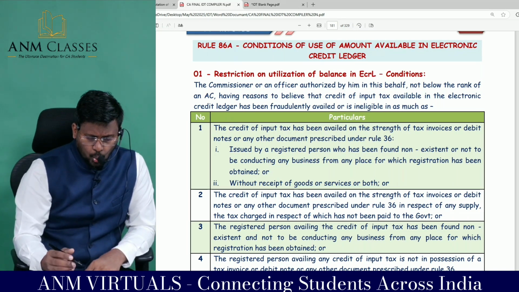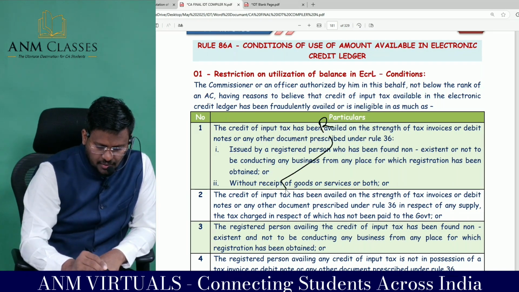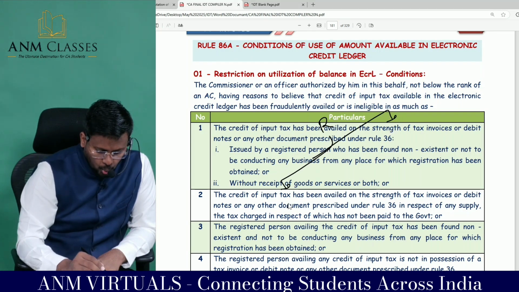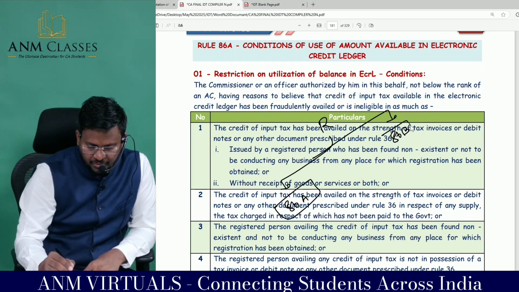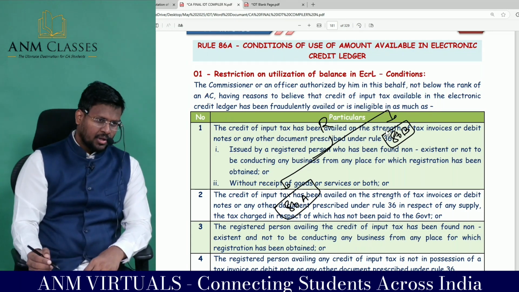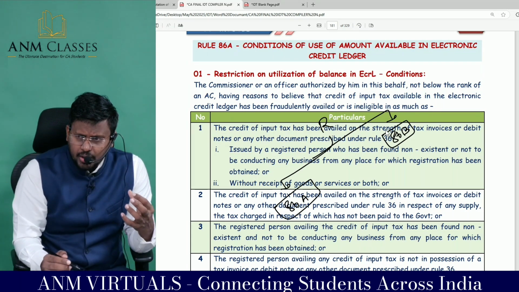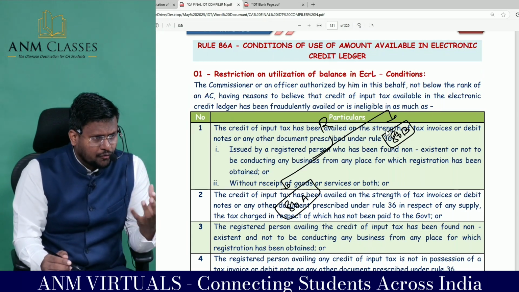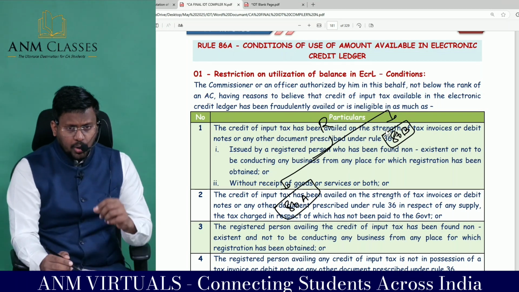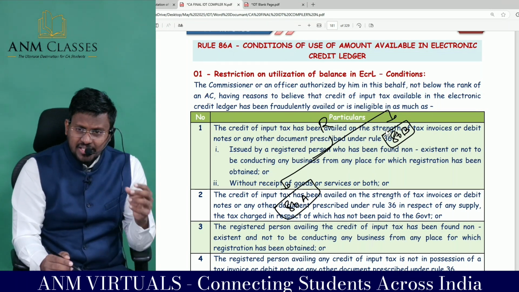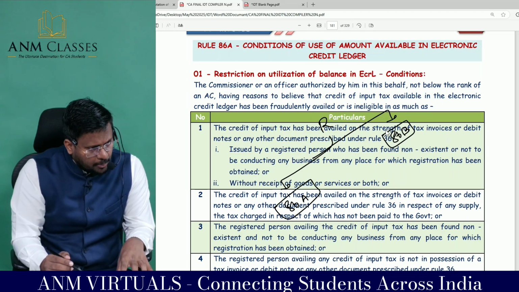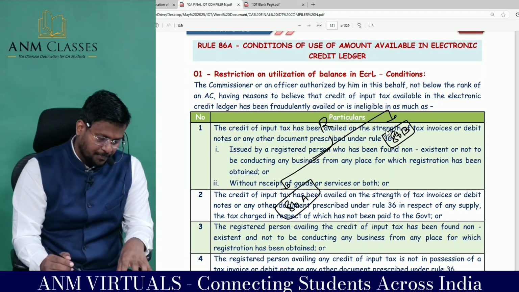So we have 2 rules, classified into 2 categories: Rule number 86A and Rule number 86B. These 2 rules talk about the restriction for availment of ITC. Rule number 86A restricts the use of the balance available in the electronic credit ledger.